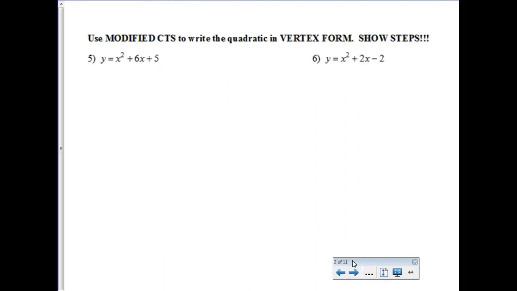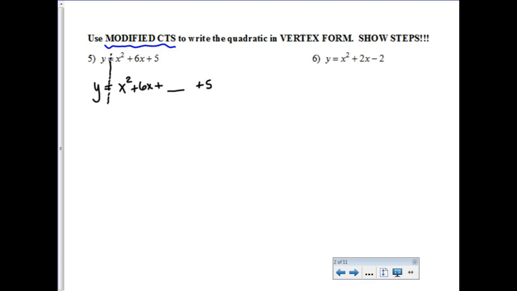Now, this is a newer topic for completing the square. We're going to use modified completing the square to write in vertex form. And you must show your steps, because I know there's other ways. And I like you to confirm these answers, but I want you to use this method. So the way the method works is you don't move anything to the other side of the equation this time. We're going to keep all of our work over here on the right side. So the x squared plus the 6x, what I want you to do is complete the square on that quadratic. Now this plus 5 just kind of got shoved off to the side.